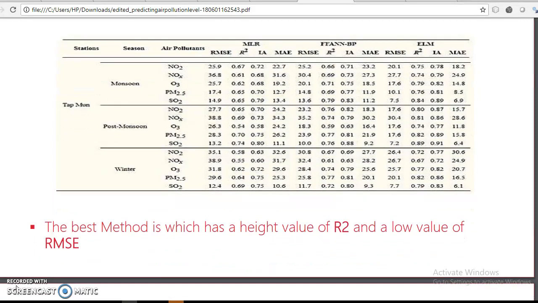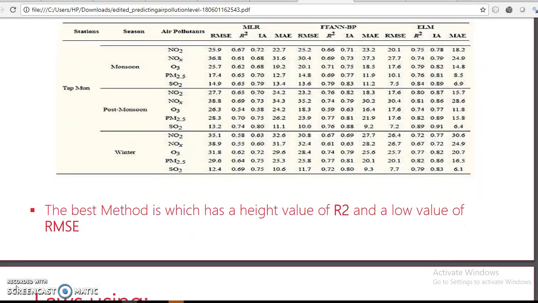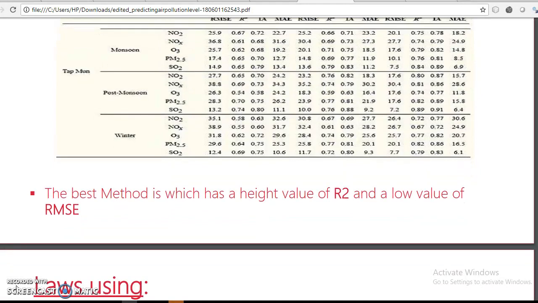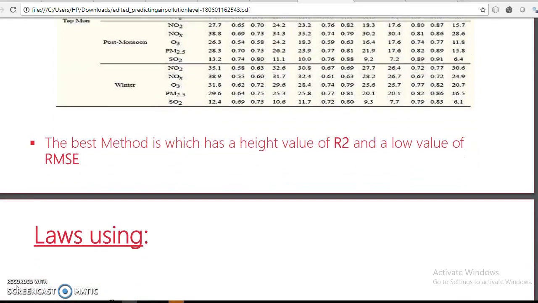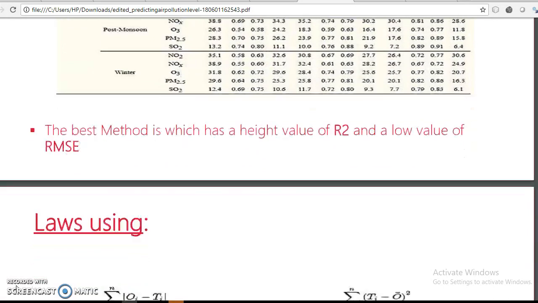The best method is the one which has a high value of R2 and a low value of RMSE. So basically, we should have a low value of RMSE to get the best method. We need to pick the lowest value of RMSE and the high value of R2 to justify a good model. So we can look from the data which model is actually suiting this criteria.